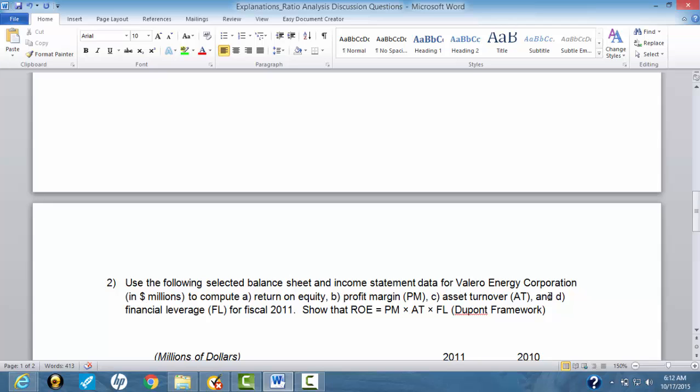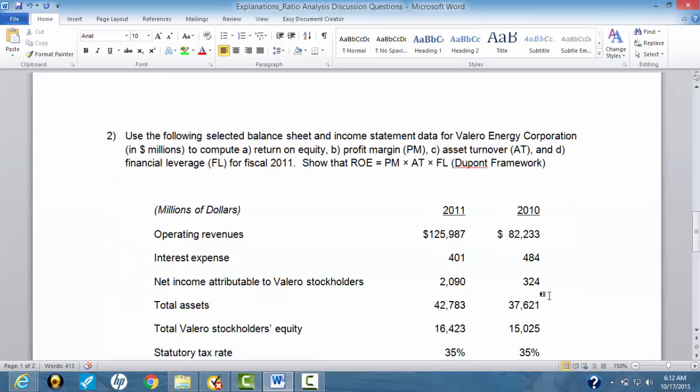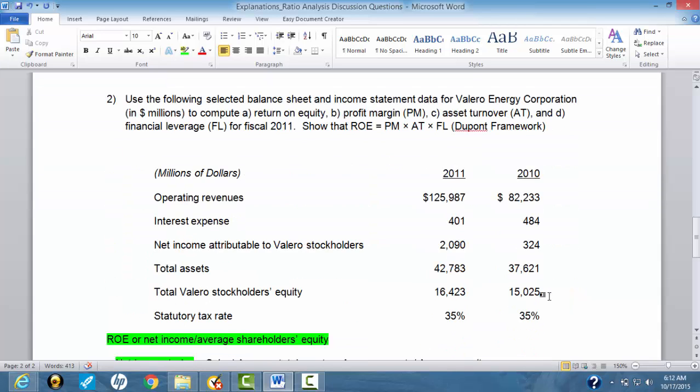Moving on, we now focus on the DuPont framework. Now recall that the DuPont framework breaks down the return on equity into its three component ratios. ROE, or return on equity, has three components. So there are three dimensions to the overall performance of a company.